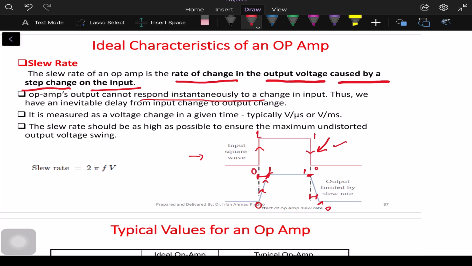It is measured as a voltage change in a given time, with units of volt per microsecond or volt per millisecond. The slew rate should be as high as possible to ensure that the maximum undistorted output signal is available, right? And how is it given? It is given as 2 pi f into V, where f is the frequency and V is the amplitude.